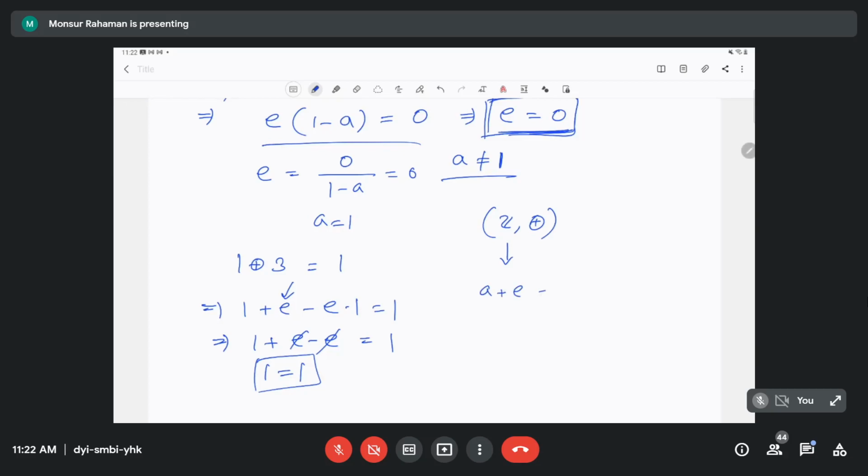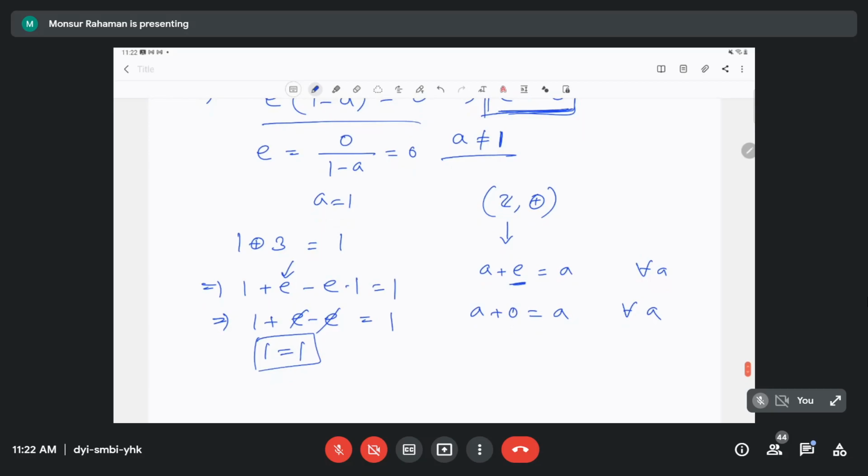a plus e is equal to a for all a, but this e is unique in that Z. For example, for addition you know a plus 0 is equal to a for all a, okay, or for multiplication a dot 1 is equal to a for all a, so this 0 and 1 has to be unique.